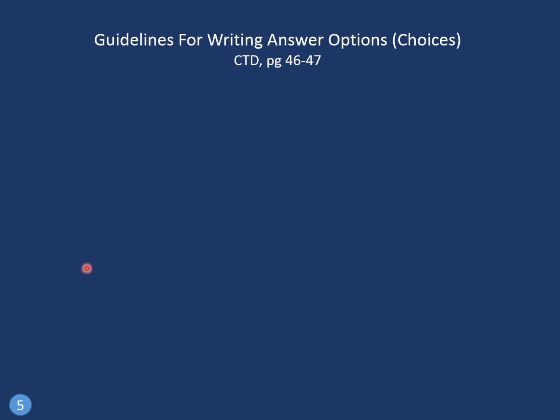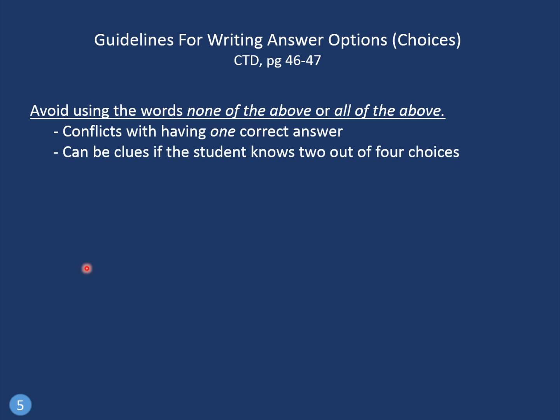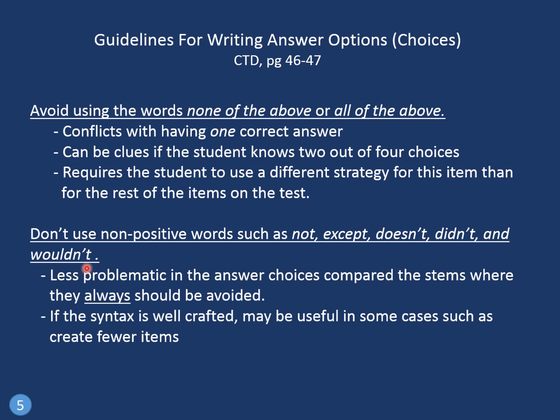Those were for writing questions and stems. For answer choices, there was a set of rules too. It says avoid words like none of the above and all of the above. That conflicts with having one correct answer, and it can be a clue if the student knows more than one, like 2 out of 4 choices. And then they have to use a different strategy for this type of item. An item with these words is not recommended. And don't use non-positive words such as not, except, doesn't, didn't, and wouldn't.